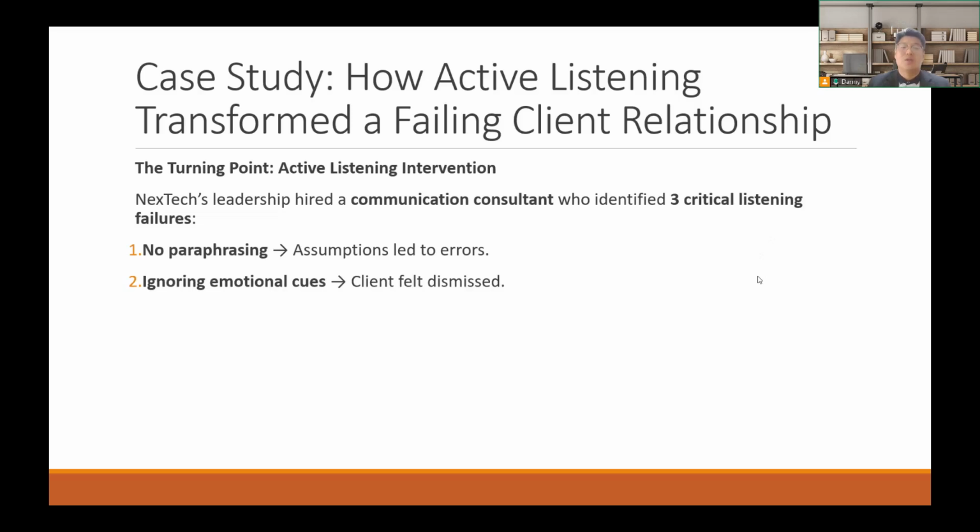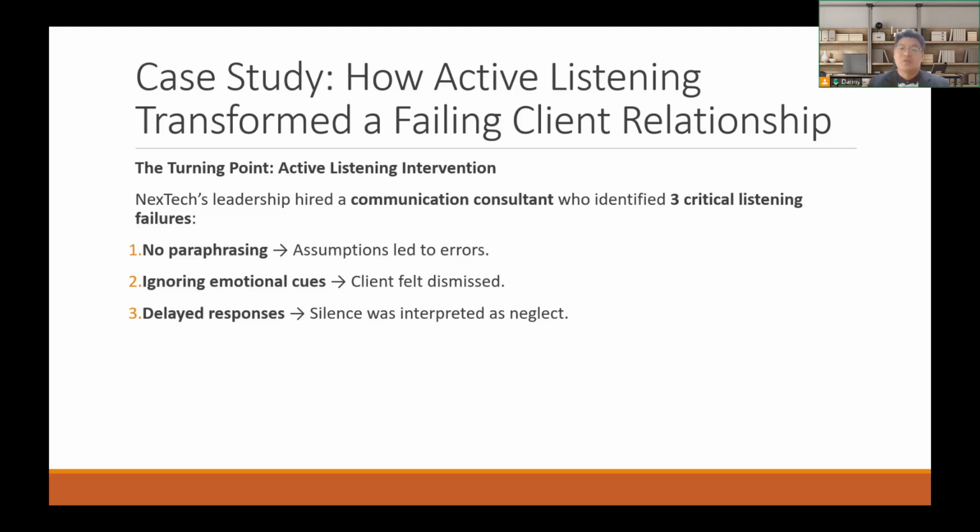And number two, you ignore the emotional cues. Sometimes when they feel sad or when they feel their requirement is ignored, you should try to comfort or you should explain. If you never do that, the client will feel dismissed. Okay, so that is normal, and the company, just the next tech company, didn't realize before.